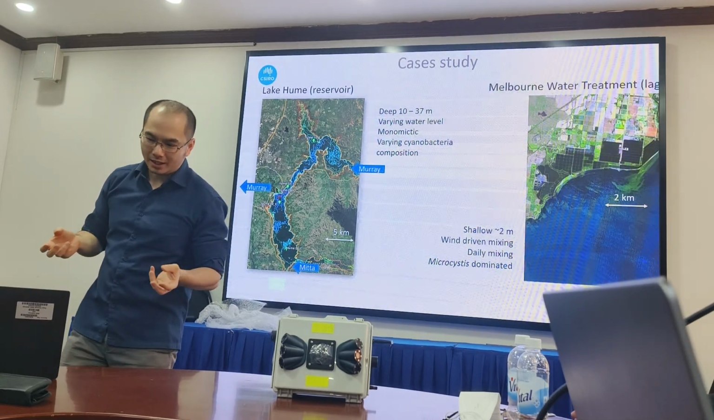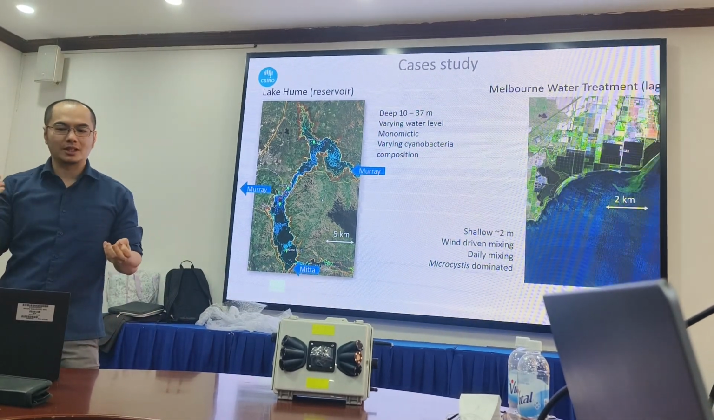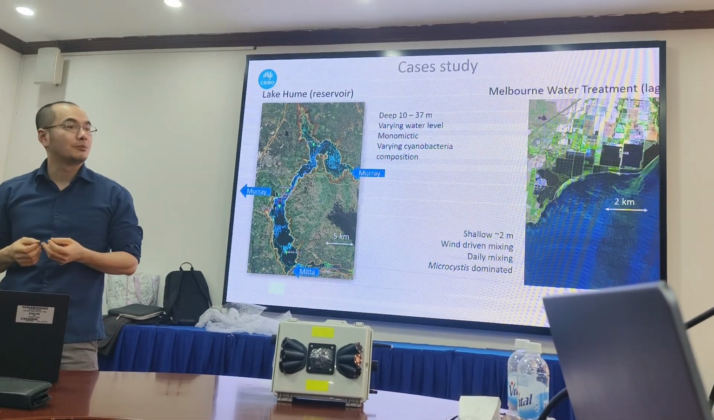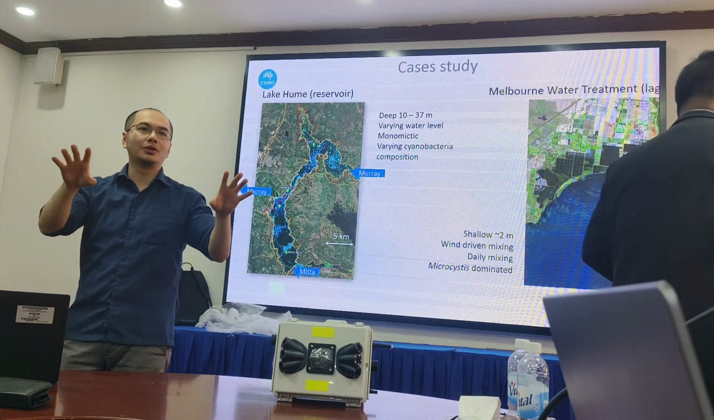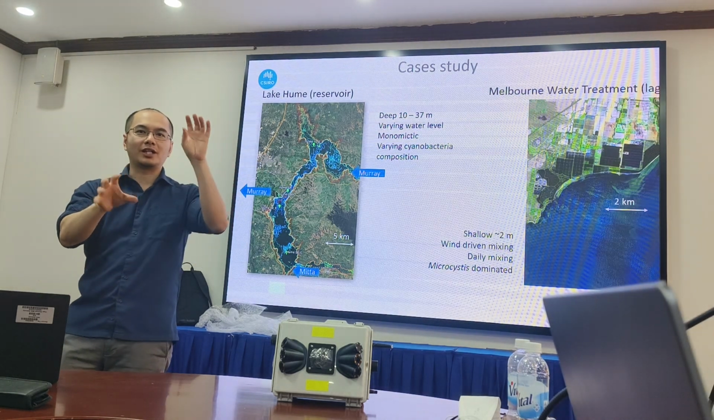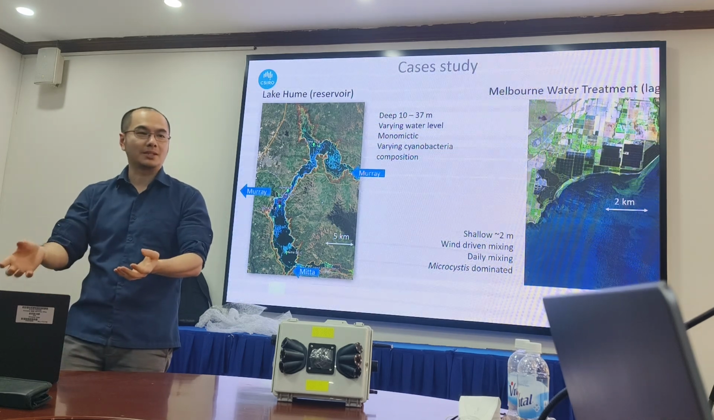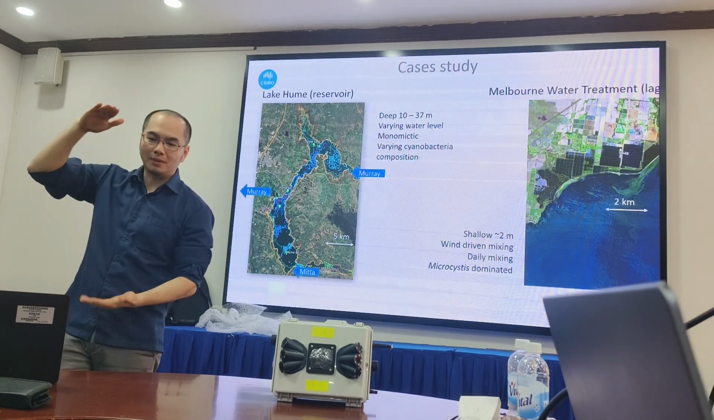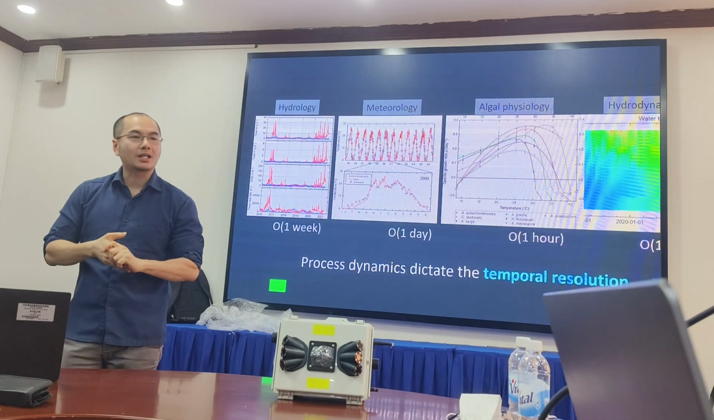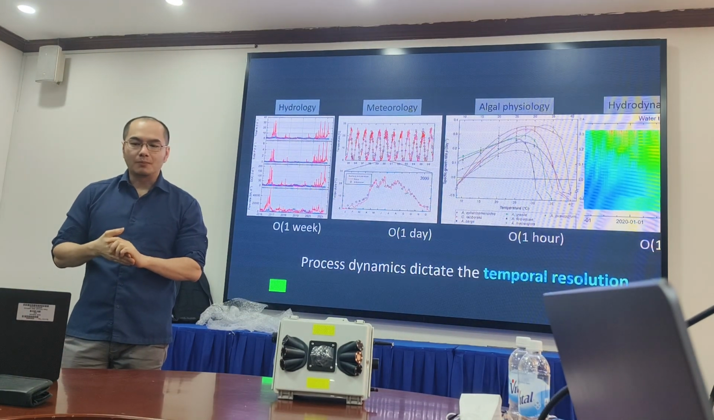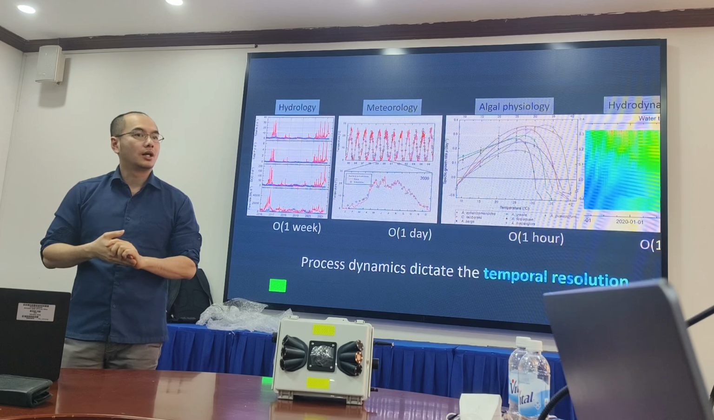The wind and daily mixing, and of course with different microcycles dominated. So 2K here is where it gets interesting, when your reservoir operation goes down to a kind of shallow lake, or when it is actually deep, about 30 meters. So to cover all of that, we need to cover a broad range of temporal resolution.